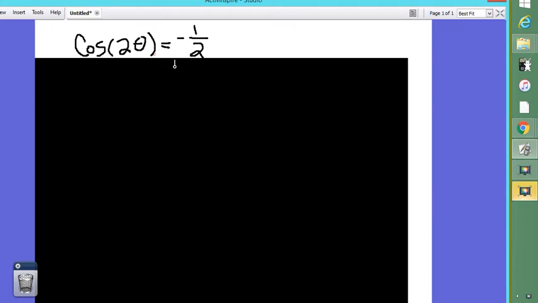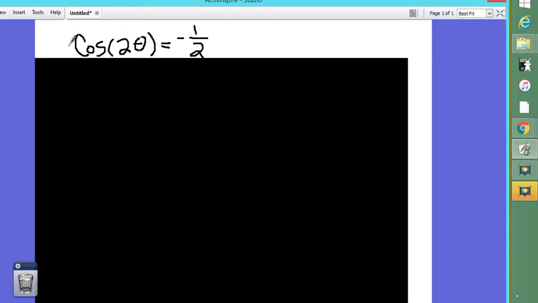I had lots of pre-calculus students have questions with these double angle equations this week, so I wanted to go over a basic one and show you how to solve this. So we're saying that the cosine of twice this angle that we're looking for is -1/2. Well, let's solve this. Let's solve for 2 theta.